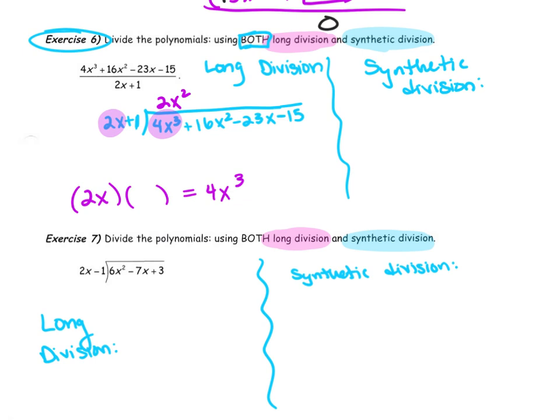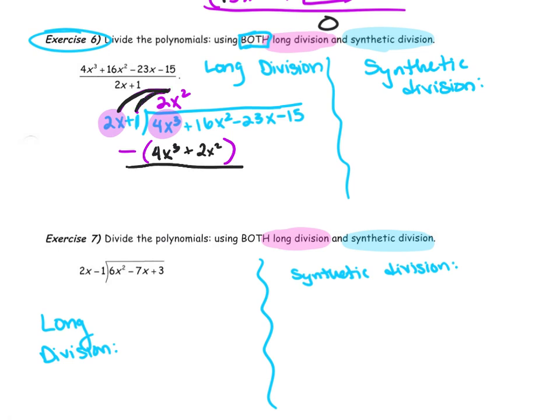Okay, so now we want to multiply it back. And we're always subtracting out. That's what long division is. So I have 2x squared, so let's write it here. 2x squared times 2x, we just said, is 4x cubed. 2x squared times 1 is positive 2x squared. And we're just subtracting out the difference. Let's distribute that negative. These terms cancel, and we're left with 14x squared. Let's bring down the negative 23x.